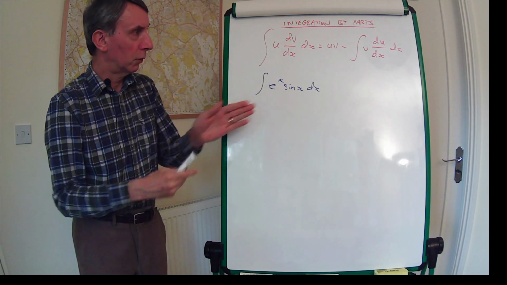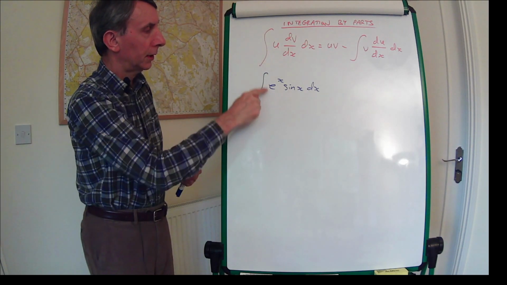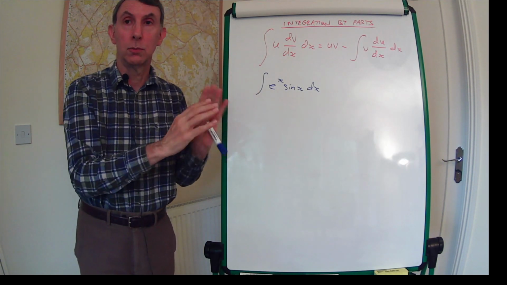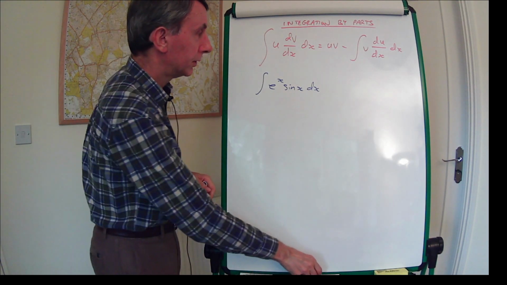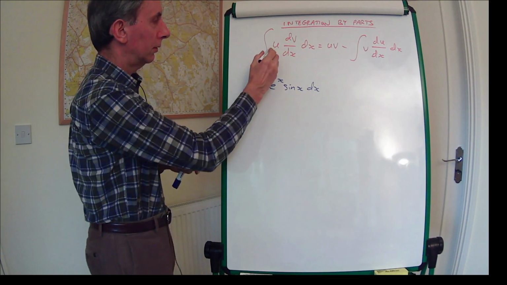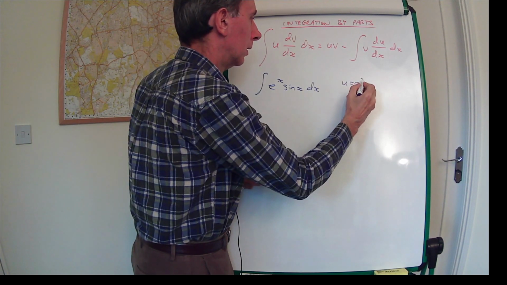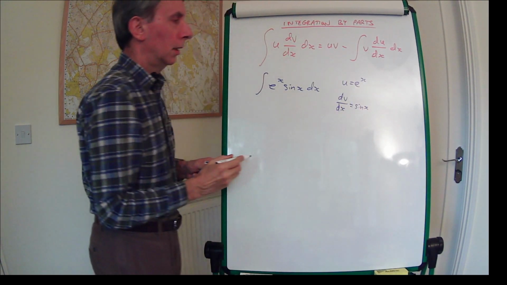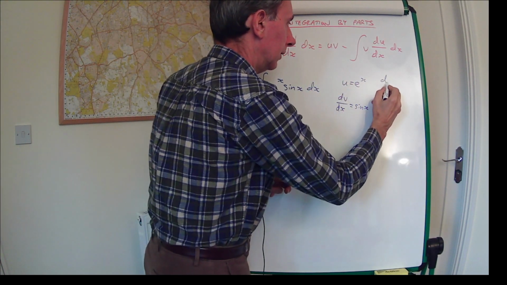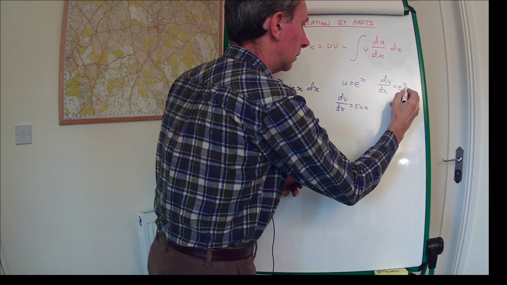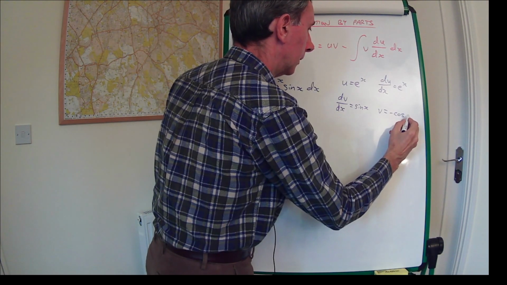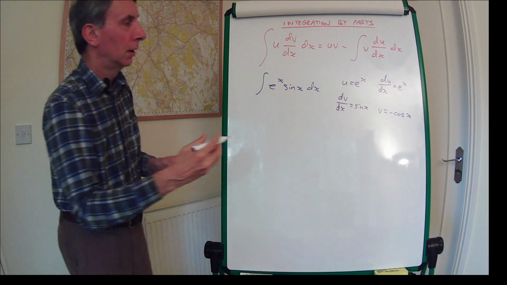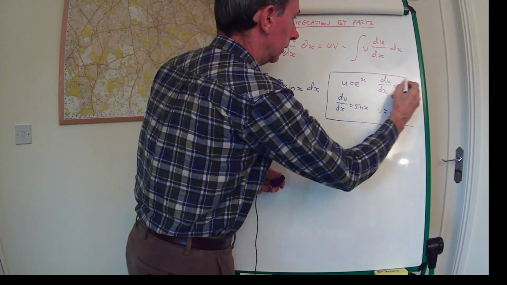First of all, here's my integration by parts formula. So what am I going to choose to be u, and what am I going to choose to be dv by dx? In actual fact, in this example, it doesn't matter which way round you do that. So I'm just going to choose one particular way. I'll make u equal to e to the x, and dv by dx equals sine x. Then du by dx is e to the x, and v is minus cos x, because cos, when you differentiate it, goes to minus sine, so minus cos will go to plus sine when you differentiate it. So those are my variables to substitute in.